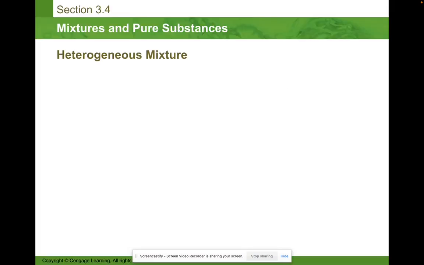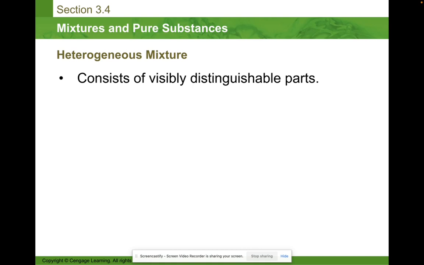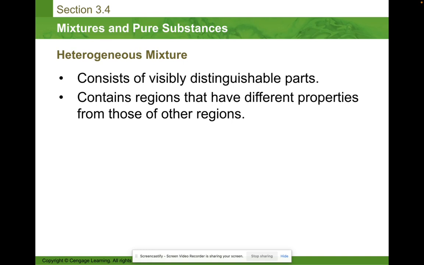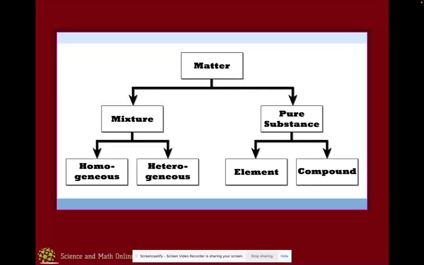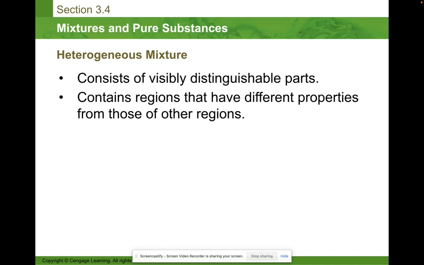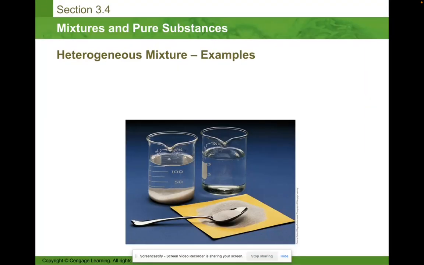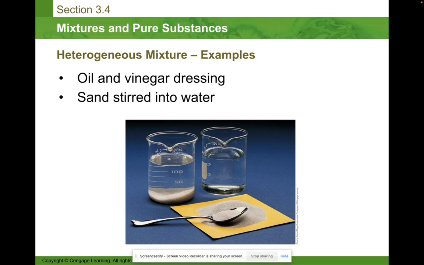And the next type of mixture is heterogeneous. This has visibly distinguishable parts. Now we can talk about wood because you can see the different grains and the different makeup of wood furniture or even a tree. It contains regions that have very different properties from other regions. I like to think of salsa as a heterogeneous mixture. You have tomatoes, you have onions, you have cilantro, and you can see the different pieces and you can separate them fairly easily. So, oil and vinegar is another example. And sand. So, when you put sand in water, you can see the different pieces. It settles to the bottom, and so it's not homogeneous, it's heterogeneous.